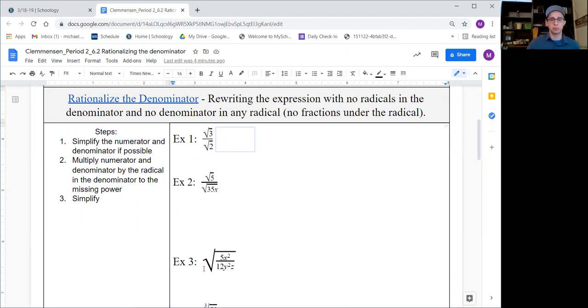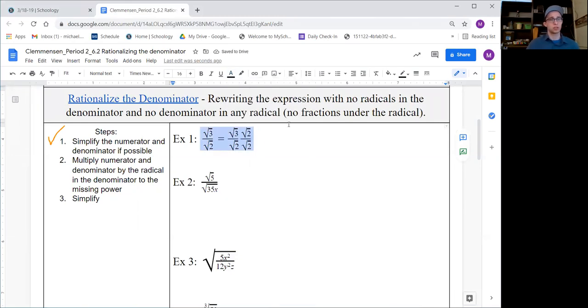Our first step is always to simplify the numerator and the denominator. Since 3 and 2 don't have anything in common, we cannot simplify anything, so we're done with that one. Check mark off. Then we go on to number 2. We're going to multiply numerator and denominator by the radical in the denominator to the missing power. We'll talk about the missing power part later on when we talk about cubes, but for now we're just going to talk about squares. So I'm going to multiply this square root 2 on top and bottom.